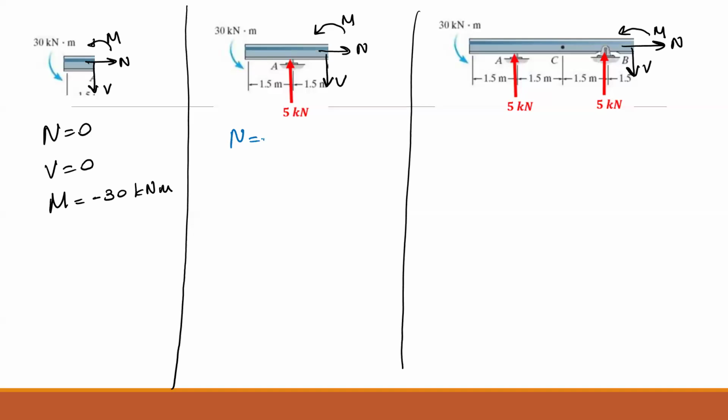Next one, N is 0. V is 5 kilonewtons. If you write the M, I'm going to write the equation because you have many things in it. Taking the moment about this left-hand end, you have M plus 30 plus 5 times 1.5 minus Vx is equal to 0. Do you have the same equation?